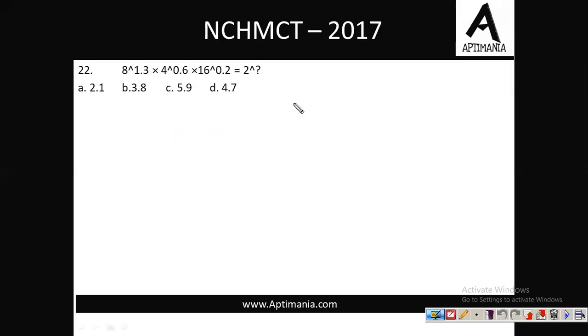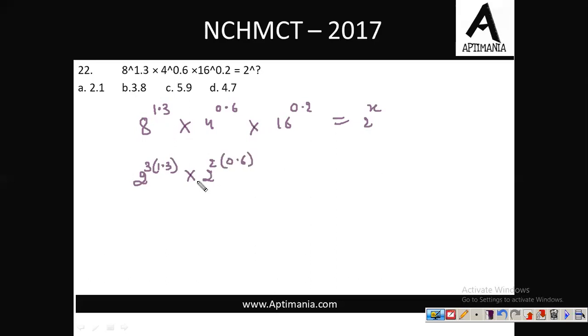Now 8 raised to power 1.3 multiply by 4 raised to power 0.6 multiply by 16 raised to power 0.2, and this is equal to 2 raised to power question mark. We need to find the value of this question mark or x. Now see, here it is given in terms of 2, so we change all of these into terms of 2. So this can be written as 2 raised to power 3 into 1.3. 4 is 2 raised to power 2 into 0.6, and this is 2 raised to power 4 into 0.2, and this is equal to 2 raised to power x.